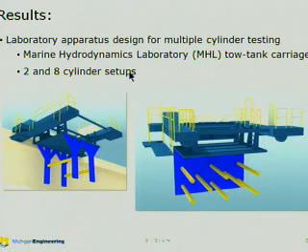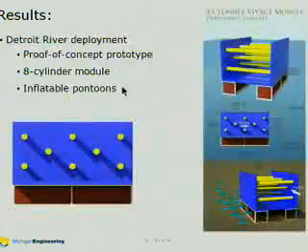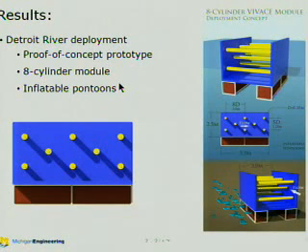And as far as my side projects, these are 2 computer-aided designs for a 2 and 8 cylinder testing apparatus, which is to be installed at the Marine Hydrodynamics Laboratory. On the left, we have the 2-cylinder, and on the right, we have the 8-cylinder apparatus. It would be attached to a carriage inside of the tow tank at the facility. As far as the river deployment, a very simple concept was created where two inflatable pontoons are attached to the 8-cylinder module. The module is towed into the target site, and the pontoons are deflated and sunk to the bottom.